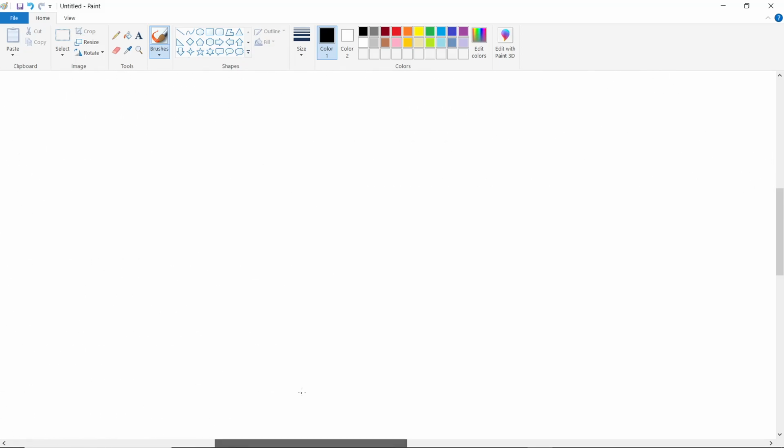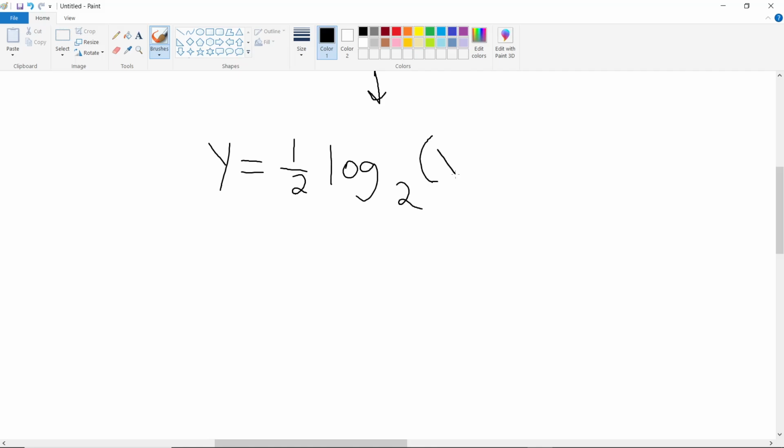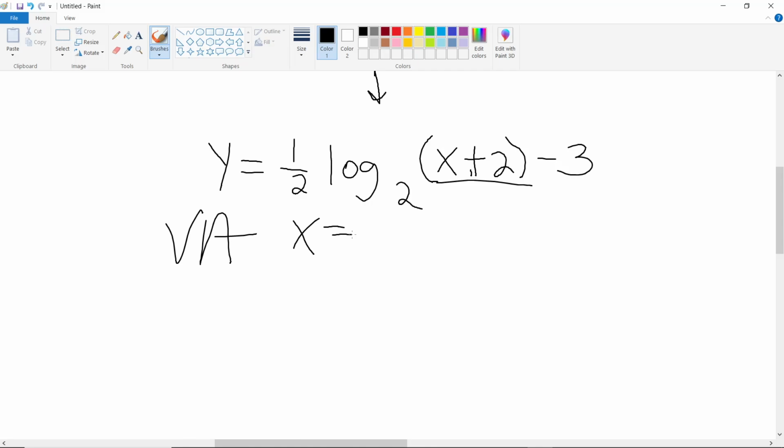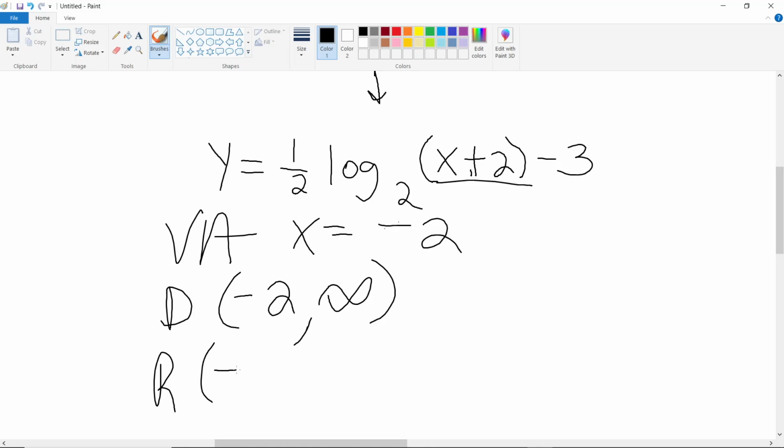Now what if there's a factor in front of it? Let me try this one. Y equals 1/2 log base 2 of x plus 2 minus 3. Well, same thing. Vertical asymptote, it's usually 0. That will be 2 to the left. So x equals minus 2. The domain, negative 2 to infinity. And the range, negative infinity to infinity.